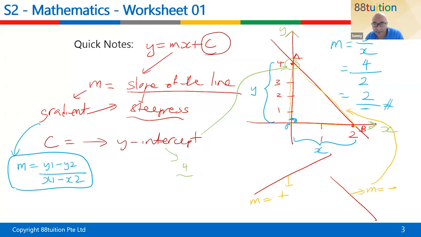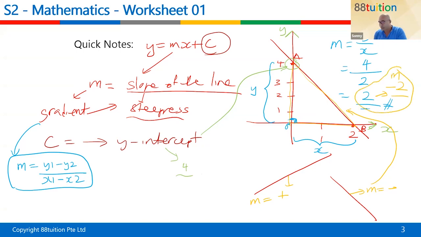Of course, if you found the gradient is 2, but it has to be minus 2 because the line is sloping downward. So your gradient, actually, is minus 2. So m is actually minus 2.